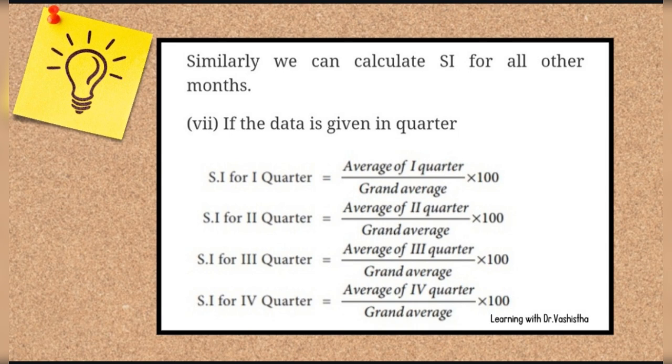Similarly, if the data is arranged quarterly, then the seasonal index for the first quarter will be the average of the first quarter upon the grand average multiplied by 100, and similarly for the second, third and fourth quarters. Now let's see the calculation part, which we'll do with the help of an example.